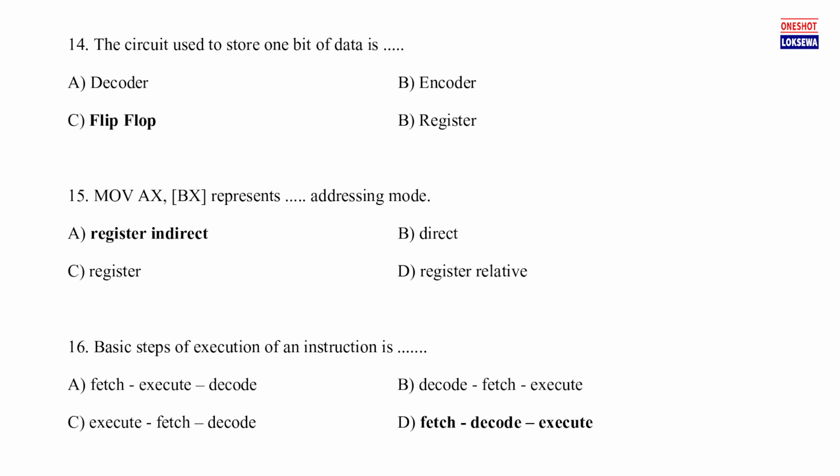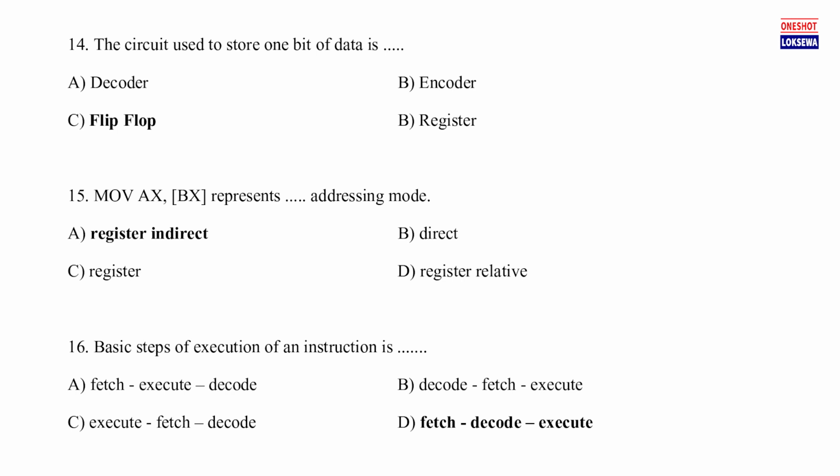A. Decoder. B. Encoder. C. Flip-flop. B. Register. 15. MOV AX, BX represents addressing mode. A. Register indirect. B. Direct. C. Register. D. Register relative.